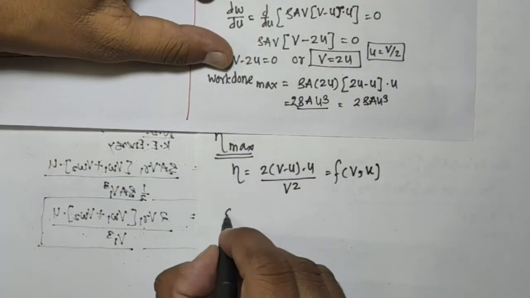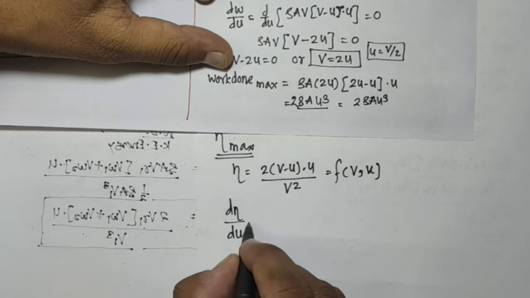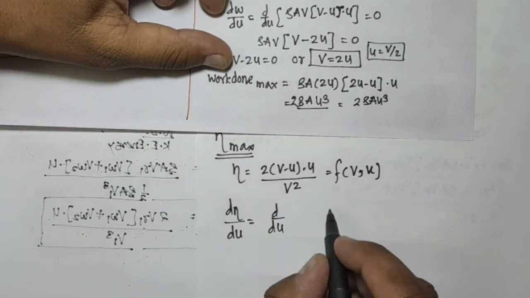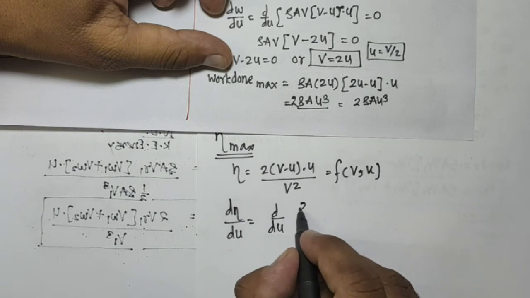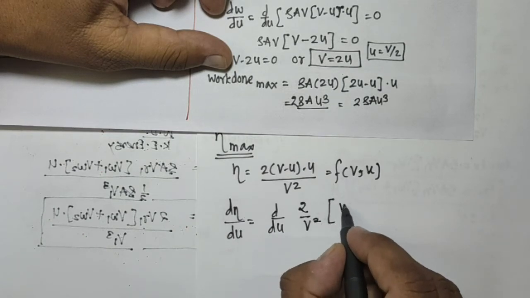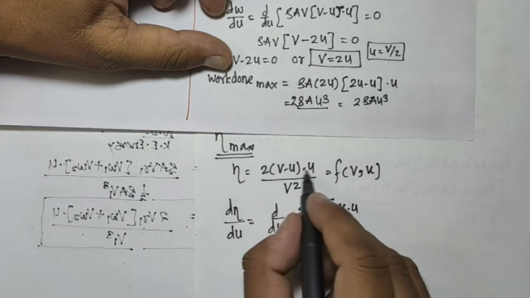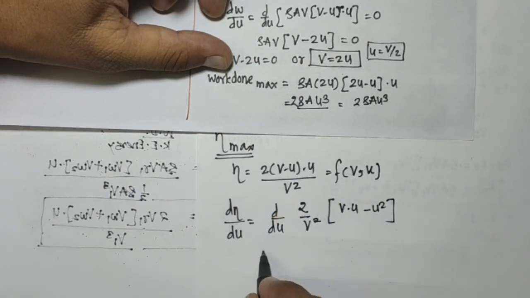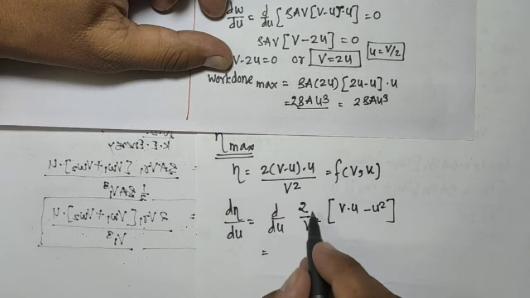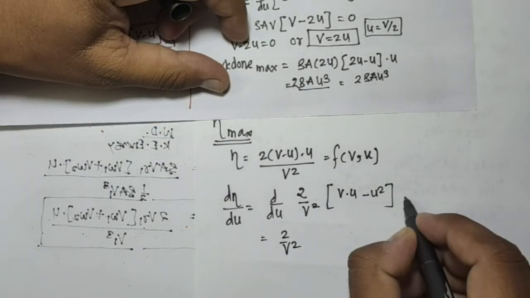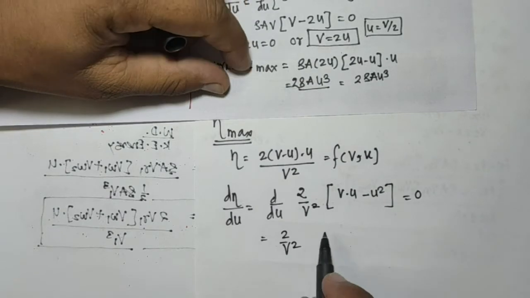U. So d eta by du is equal to d upon du of this whole equation. So 2 upon V square, in bracket V into U, we will multiply this equation minus U square. Here this whole quantity term is constant, so we will take it as common, 2 upon V square, and it has to be equal to 0 as per maxima.